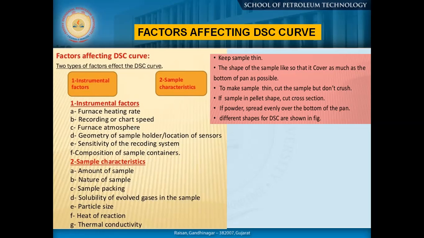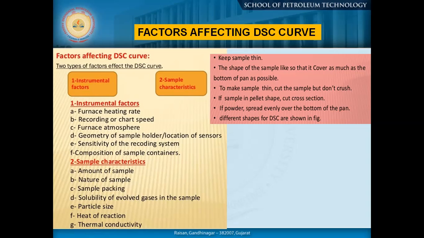Then sample characteristics. The amount of sample matters, so you keep the sample very thin or very small. The nature of the sample should be homogeneous so that it can properly record the temperature. Sample packing should be proper in the sample holder, not very tight, so that the heat can propagate to every place. Then the solubility of evolved gas in the sample: if evolved gas comes out of the system, you are changing the mass, so it will be reflected in the other parameters.